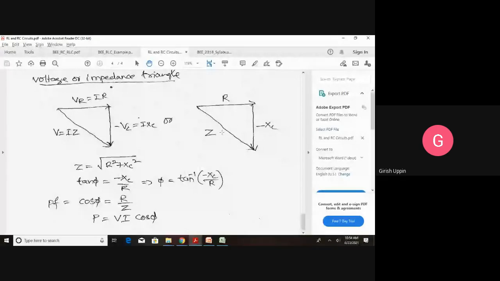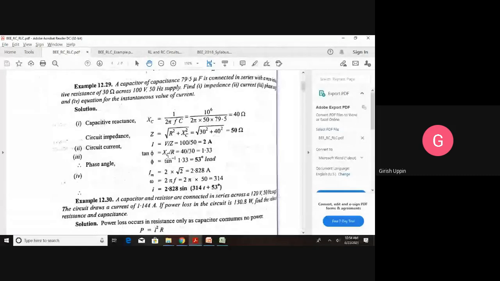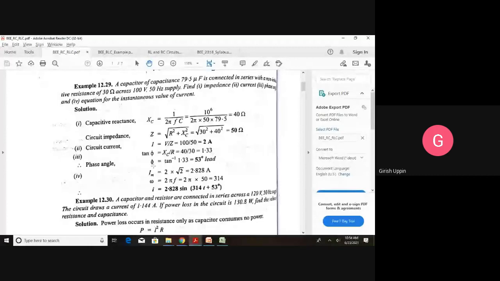Okay, tan phi is equal to Xc upon R, which is 40 upon 30. Xc is 40, as we calculated, and R is given as 30. We get 1.33, and phi is equal to tan inverse of 1.33, that is 53-degree lead. Whenever we have a capacitive component along with the resistance, the current is always leading.